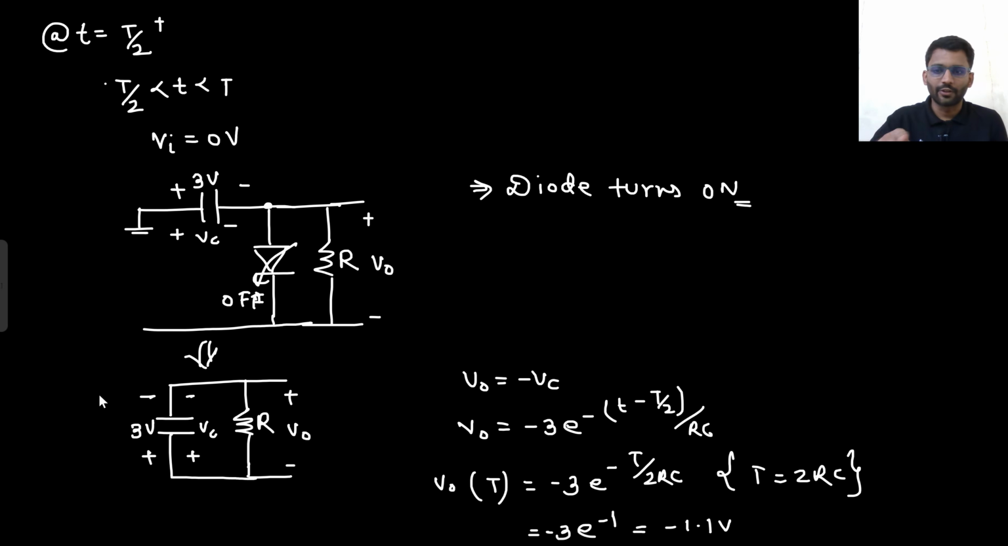And what will be your capacitor voltage value? That will be 1.1 volt only. Right? Capacitor voltage value will be 1.1 volt only. This is getting discharged like this, so it will be discharged till 1.1 volt. Well and good. So we can try making the V0 and VC waveforms.